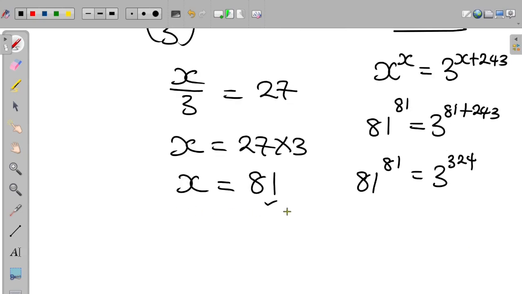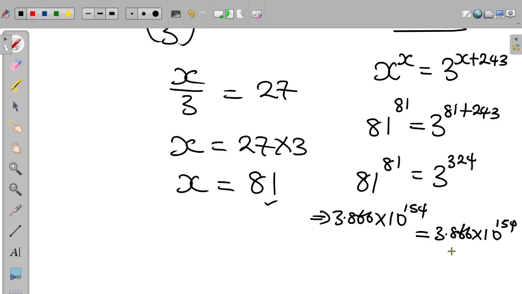81 to the power of 81 is equal to 3.866 times 10 raised to the power of 154. And also, 3 raised to the power of 324 is giving us 3.866 times 10 raised to the power of 154. So therefore, the value of x is equal to 81.